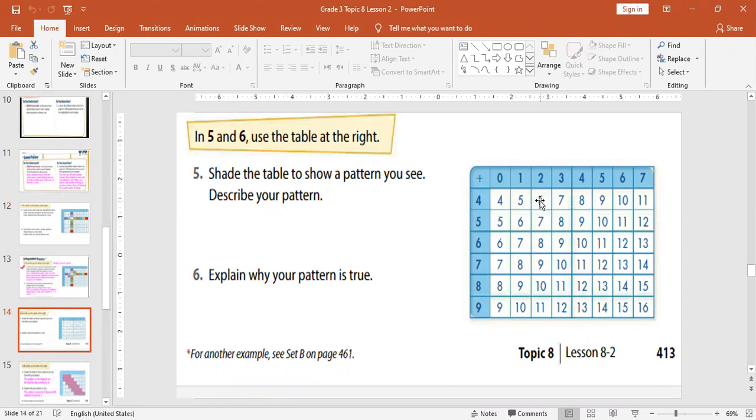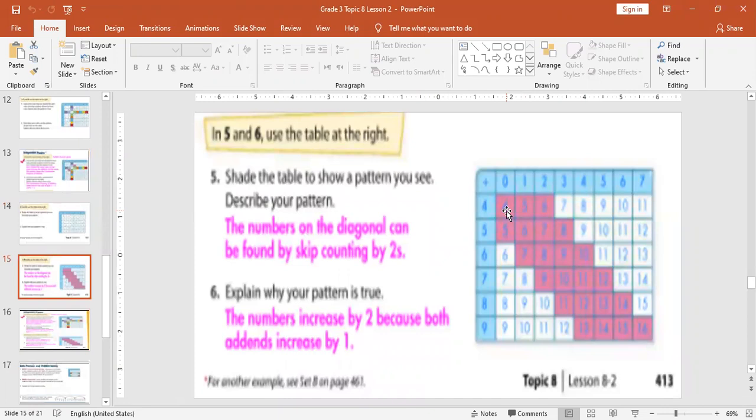So you can color any pattern. You can color 6, 7, 8 and 6, 7, 8. You can color 9, 10, 11, 9, 10, 11. You can color 11, 12, 13, or 10, 11, 12, any numbers you want. Here, the numbers on the diagonal can be found by skip counting by 2. So skip counting by 2: 4, 5, 6, then 5, 6, 7, 8, then 7, 8, 9, 10, then 9, 10, 11, 12, 11, 12, 13, 14, 13, 14, 15, 16. So now you have a pattern of numbers that are skip counting by 2.